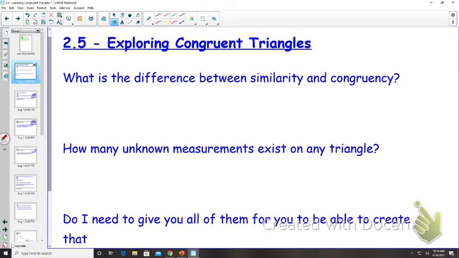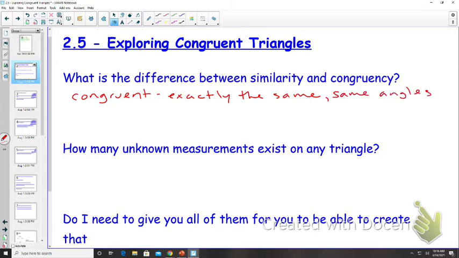Okay, perfect. Similar means they have the same shape. You are definitely on the right track. So congruent is exactly the same. Same angles, same side lengths. We're going to be doing triangles, so the only shape we're really concerned about is triangles, okay? But congruent, they would need to be exactly the same, Logan. Exactly the same angles, same side lengths. Sorry.